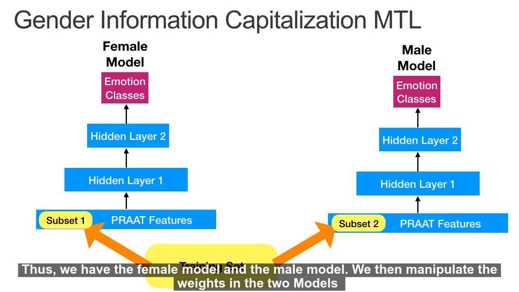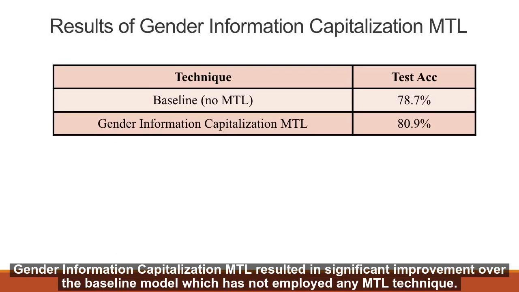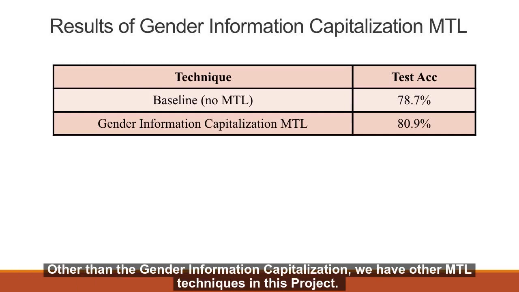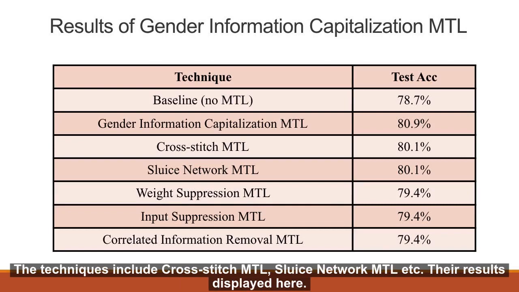We then manipulate the weights in the two models so that both models will be able to handle male and female instances equally well. Gender information capitalization MTL resulted in significant improvement over the baseline model, which has not employed any MTL technique. Other than the gender information capitalization, we have other MTL techniques in this project. The techniques include cross-stitch MTL, sluice network MTL, etc. Their results are displayed here.